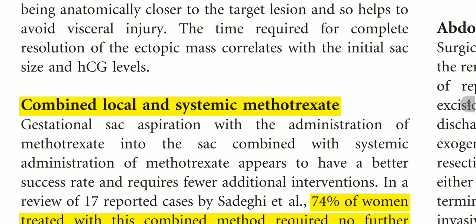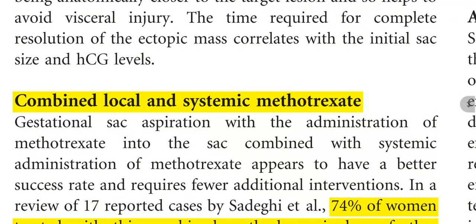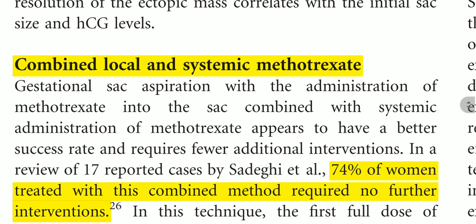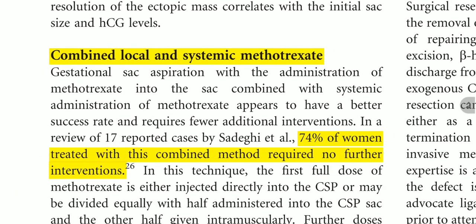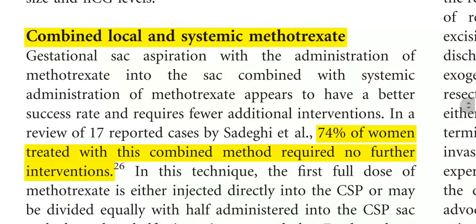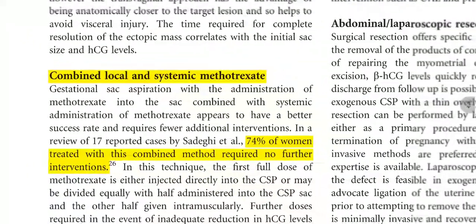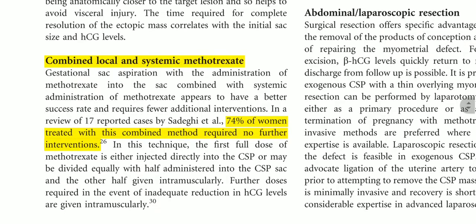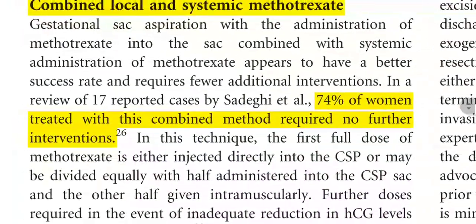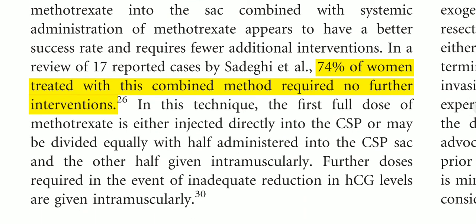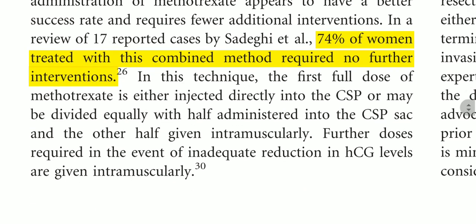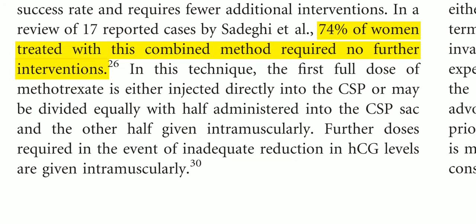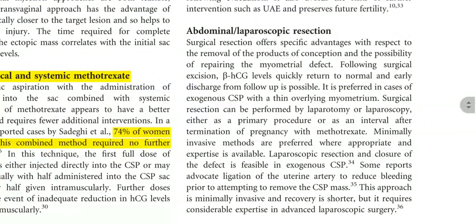Now, combined local and systemic methotrexate administration. Gestational sac aspiration with administration of methotrexate into the sac combined with systemic administration of the methotrexate appears to have a better success rate and requires fewer additional interventions. In a review of 17 reported cases, 74% of the women treated with the combined methods required no further intervention. In this technique, the first full dose of the methotrexate is either injected directly into the cesarean scar pregnancy or may be divided equally, with half administered into the cesarean scar pregnancy sac and the other half given intramuscularly. Further doses required in the event of the inadequate reduction in HCG levels are given intramuscularly.